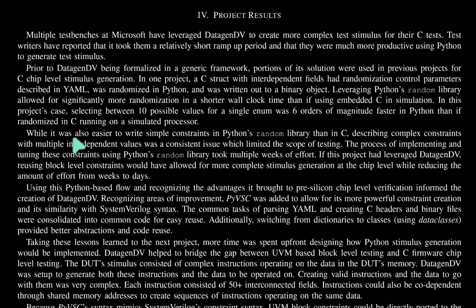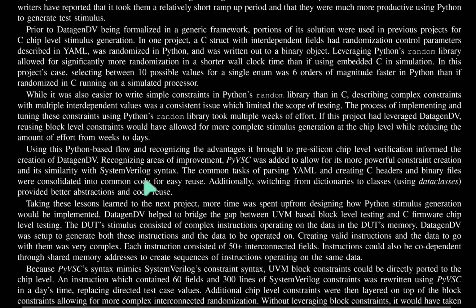While it was easier to write a simple constraint with Python's random library than in C, describing a complex constraint with multiple interdependent values was a consistency issue, which limited the scope of testing. The process of implementing and tuning these constraints using Python's random library took multiple weeks of effort. If this project had leveraged DatagenDV, reusing block level constraints would have allowed for more complete stimulus generation at the chip level while reducing the effort from weeks to days.